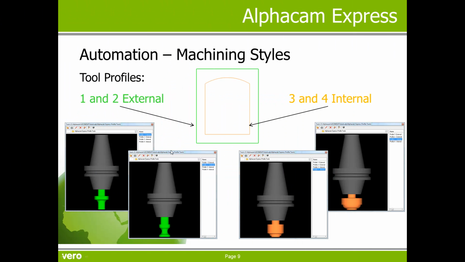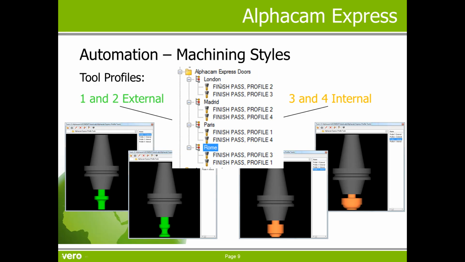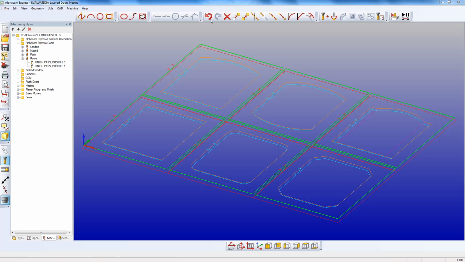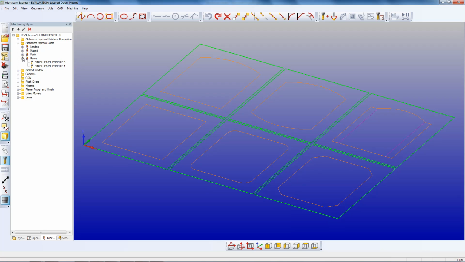We're going to focus on these 4 tools. Number 1 and 2 we only ever want to do an external, and 3 and 4 we want to do internals. But I might want the combination of 1 with 3, 1 with 4, 2 with 3 and 2 with 4. And for that then I've created a series of machining styles and named them doors London, Madrid, Paris and Rome. So we'll just undo those toolpaths, we'll come back and we'll apply Rome to the same doors.